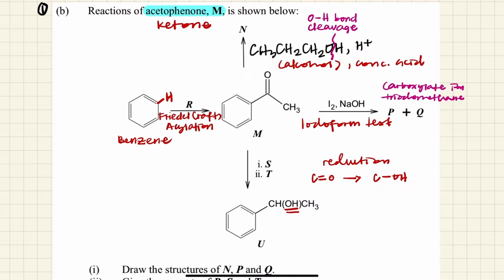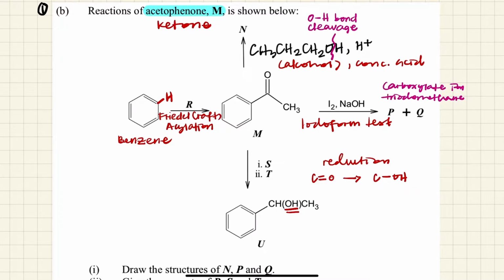M will undergo reaction with alcohol in the presence of concentrated acid, H+. Here we have to think of what bond cleavage it will undergo when we are involving alcohol. Is it the RO bond cleavage of your alcohol, or is it the OH bond cleavage of your alcohol? In this case, when reacting with your ketone, it will be the OH bond cleavage.